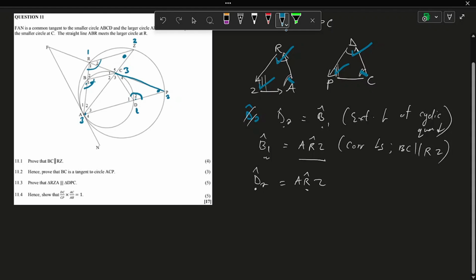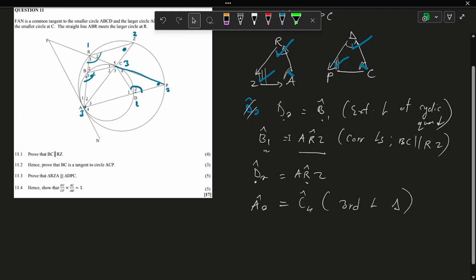So if we found that D2 is equal to ARZ, now we can conclude that A, which in this case is just A2, is equal to C4. Why? Because it's the third angle of a triangle. We don't need to do anything crazy for that. We found that two of them are equal, and then the third one will automatically be equal.